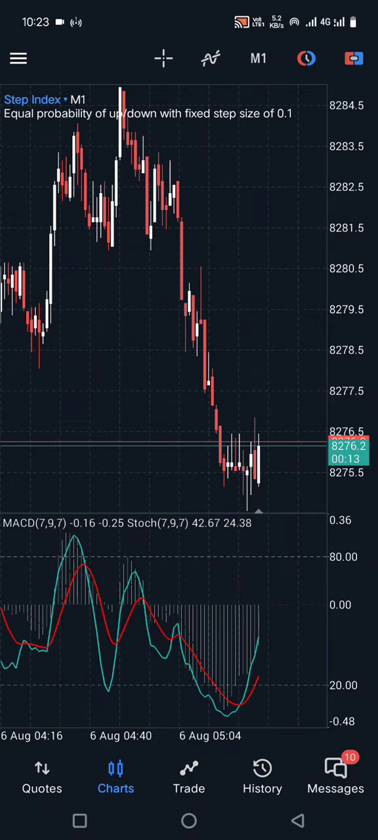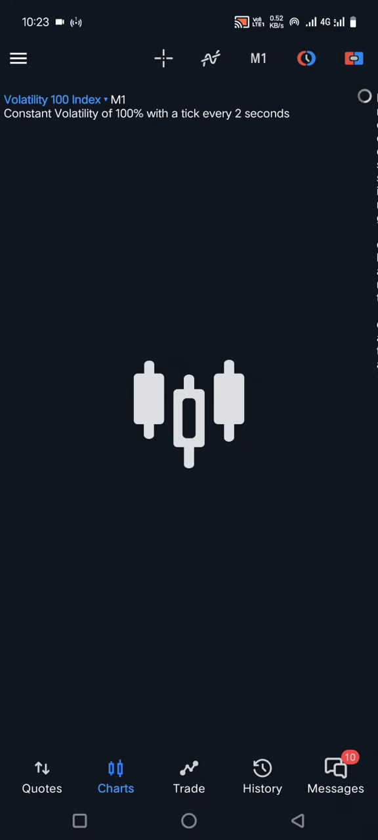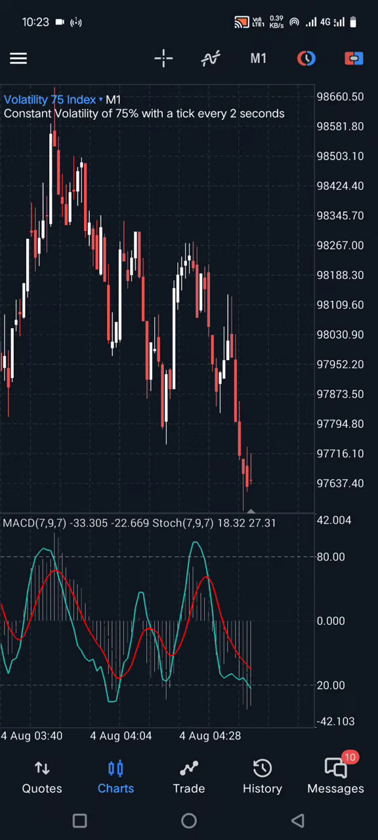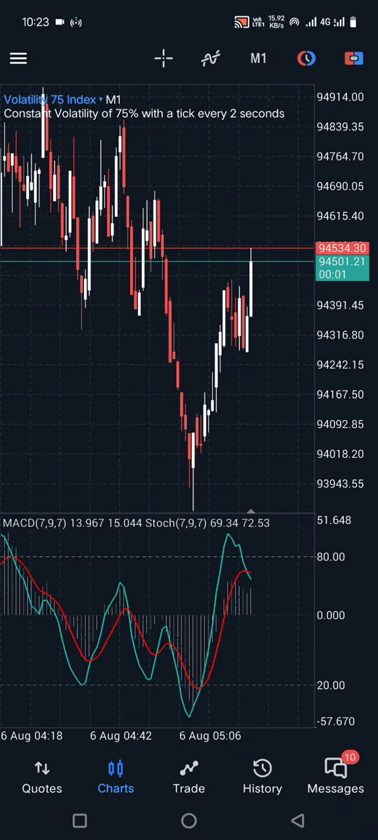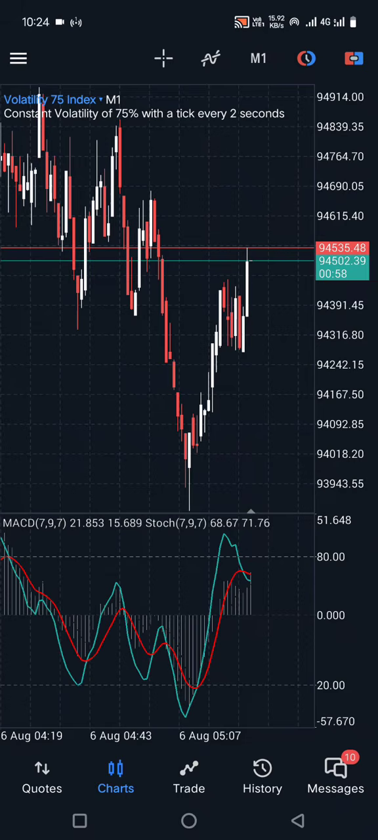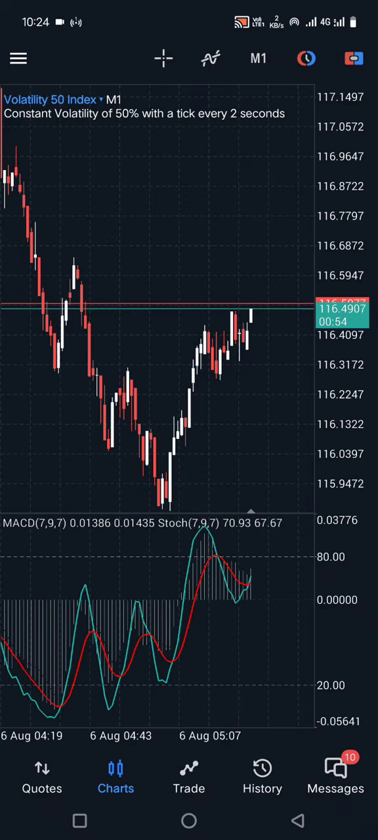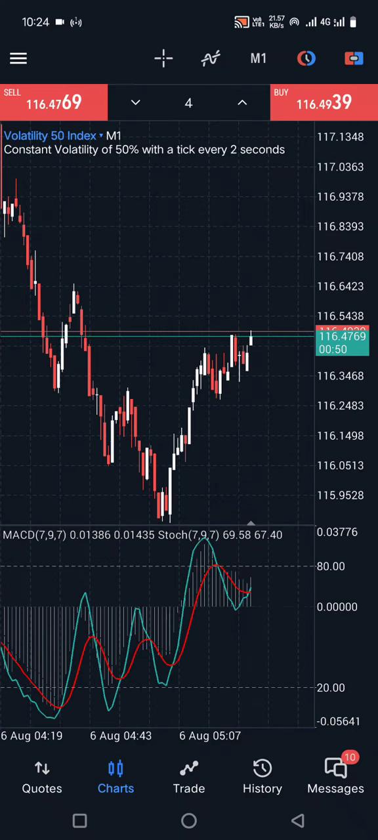This is Step Index. We don't find a good signal here. This is Volatility 100 Index. Let's find out a signal here, but there is also no signal. This is Weekly 75 Index, which is also currently showing no signal. This is Weekly 50 Index, and currently it's showing us a buy signal.